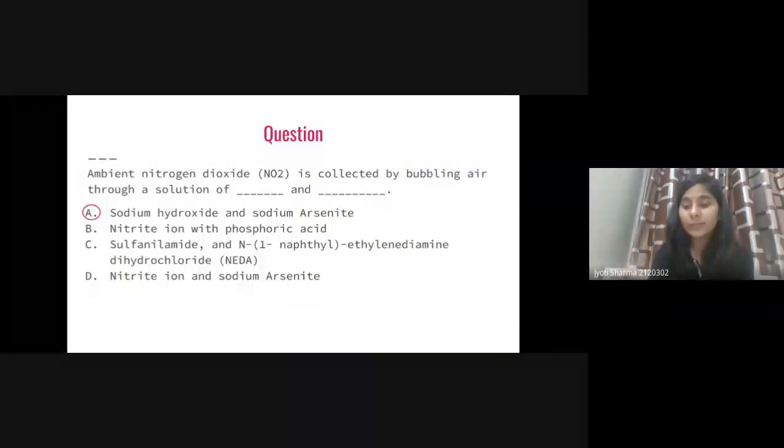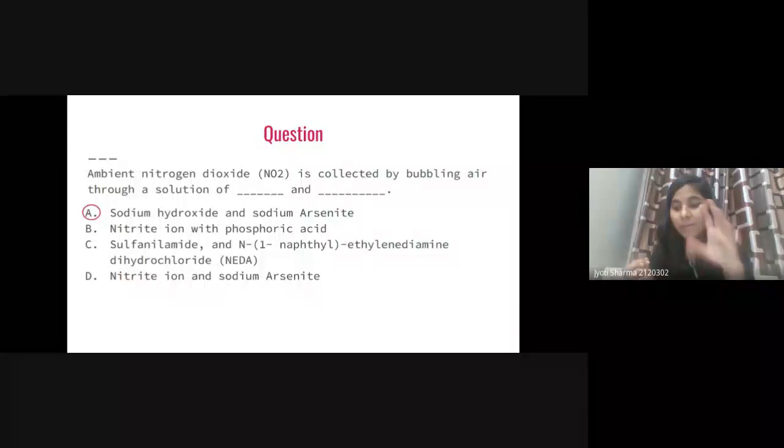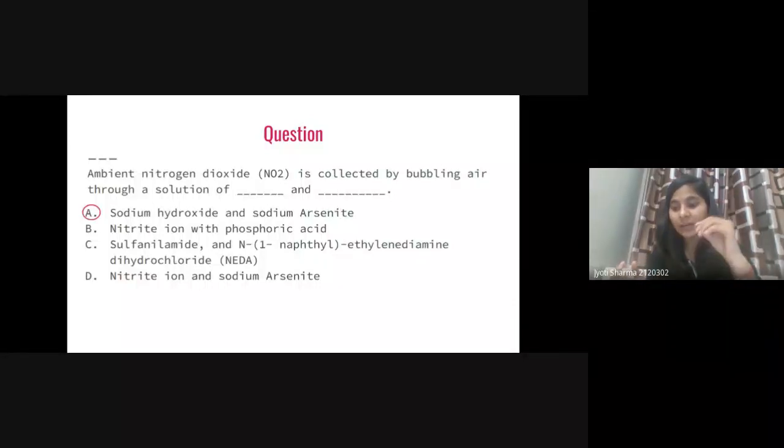That is sodium hydroxide and sodium arsenite. So we will use these two chemicals as a solution to collect nitrogen dioxide. The chemical is liquid in nature and we have a gas that we have to collect into our liquid, so we must have some impinger that can increase the collection of the gas into the liquid. So we use an impinger, or bubbling air. Anyway, the solution for nitrogen dioxide is sodium hydroxide and sodium arsenite.